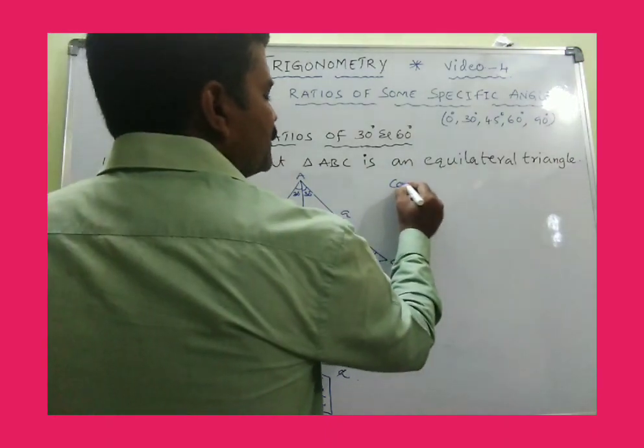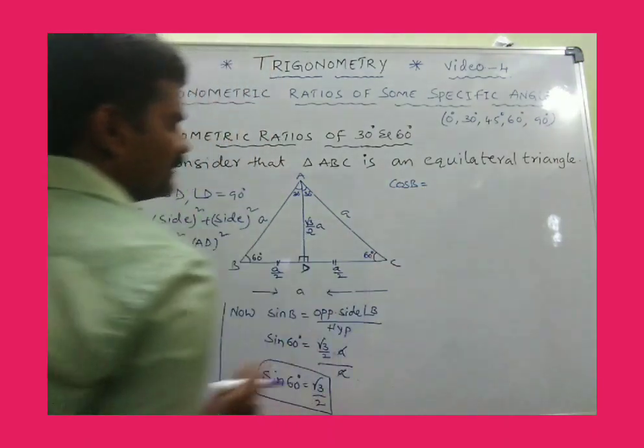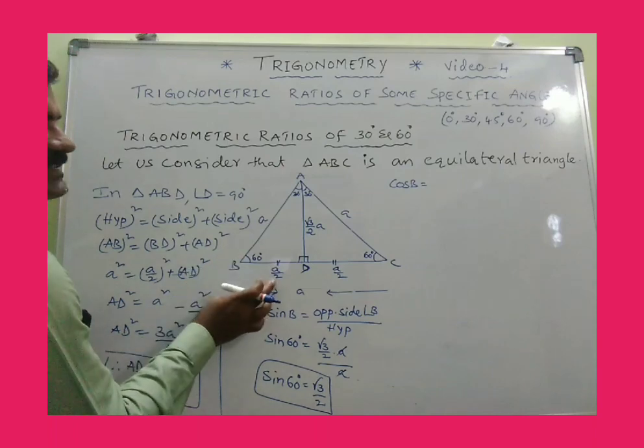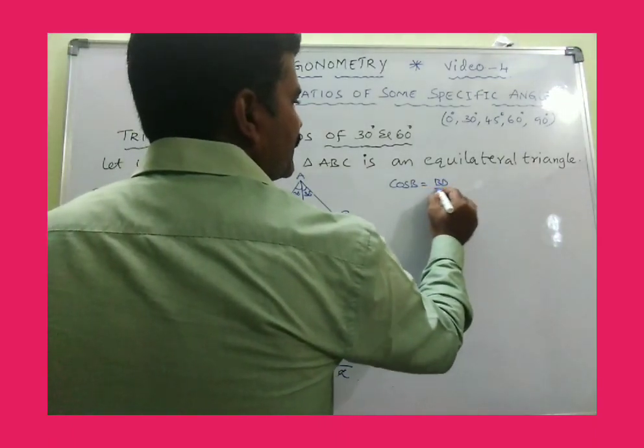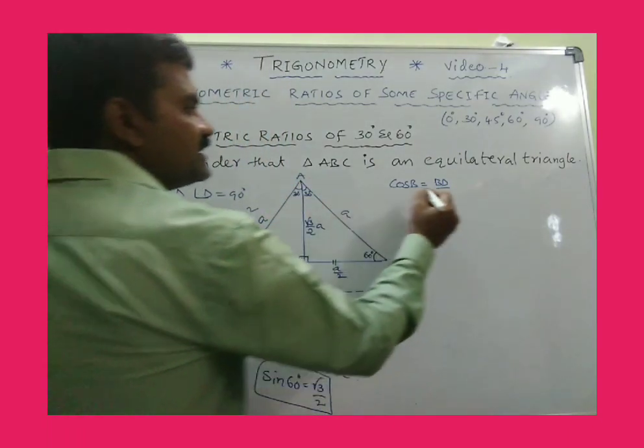Similarly, can you tell me cos B? Cos B is adjacent by hypotenuse, that is BD by hypotenuse, which is again AB.